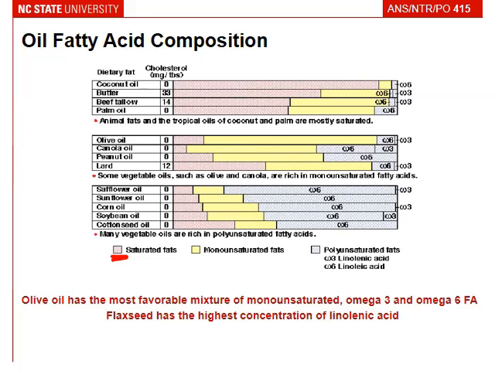Compare that to some of our more commonly used oils, corn oil and soybean oil: very little saturated, a little bit of monounsaturated, primarily omega-6, and a little bit of omega-3. And flaxseed has the highest concentration of linolenic acid.